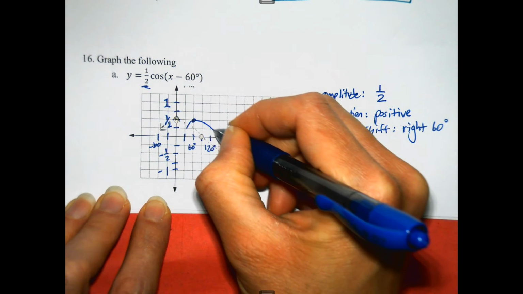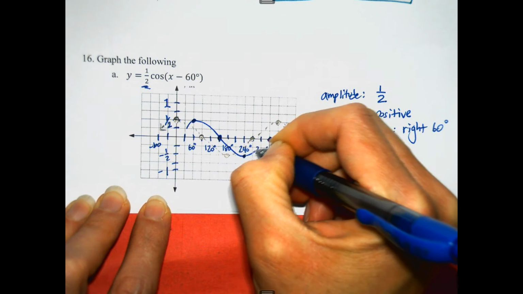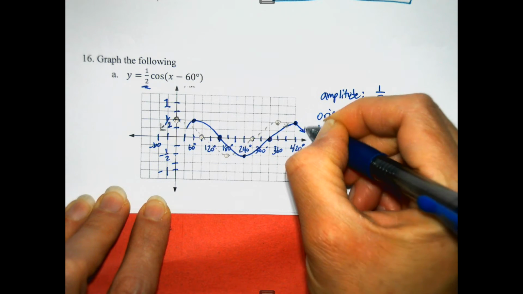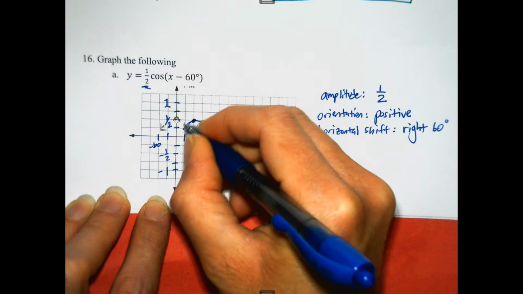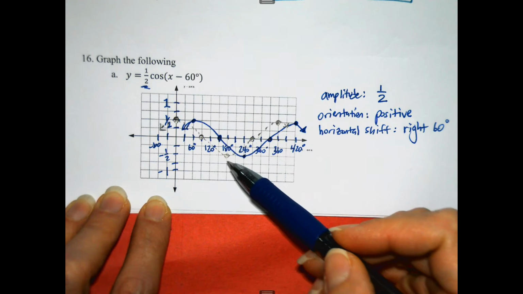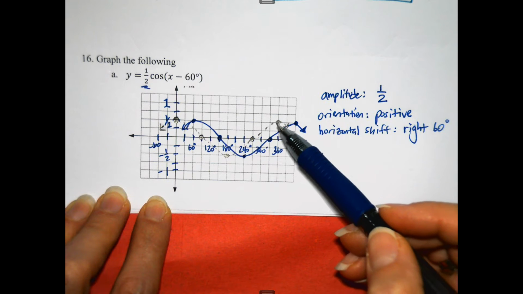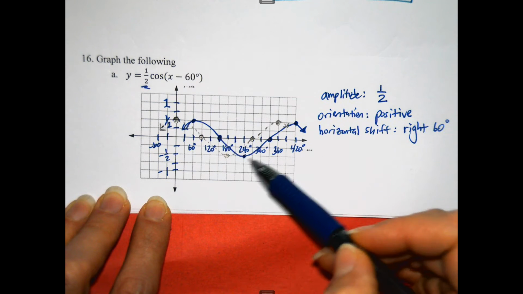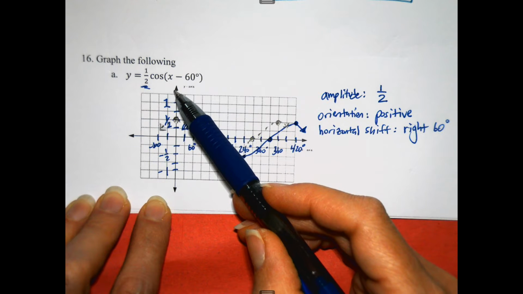And then I can go through and draw in my graph. Notice how I used a dashed line to identify my original function. That's not my final answer, but this solid one is the graph of this cosine function.